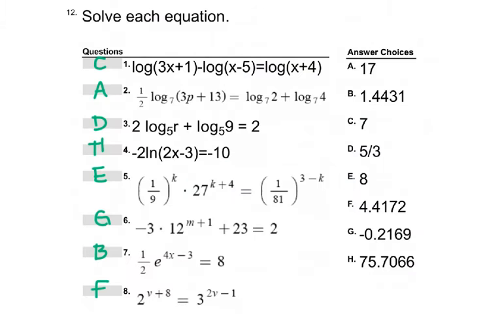Okay, so here are the answers for number 12. So the nice thing about this one is you could have taken the answer choices and plugged them in and seen which one gave you the right answer. So on the next page, I'm going to work them all out for you really quickly, and then we'll be done.